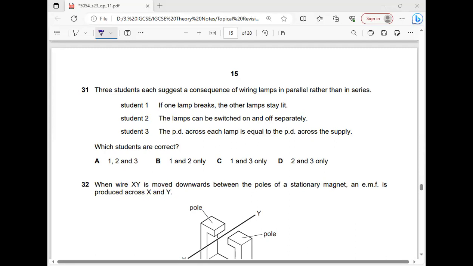Now we will discuss the last episode of MCQs paper 1 of 5054 variant 11. So let's start the last episode.